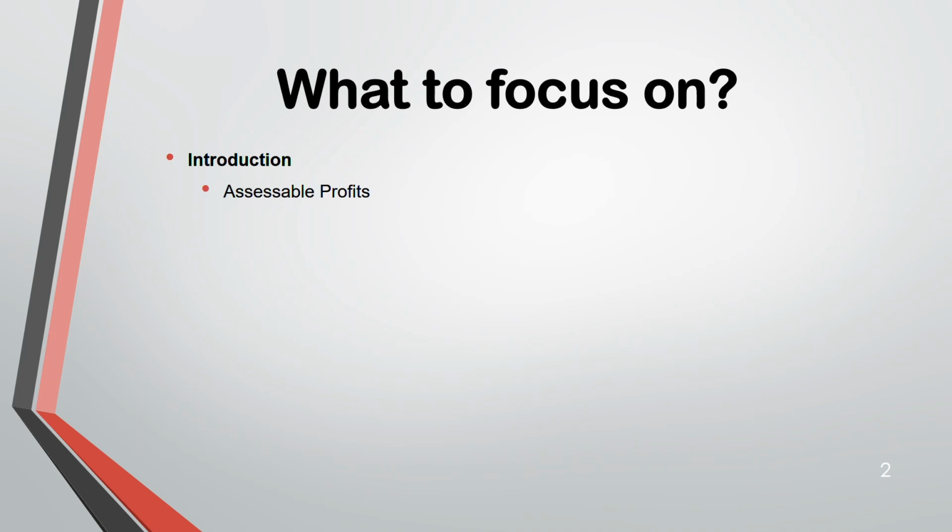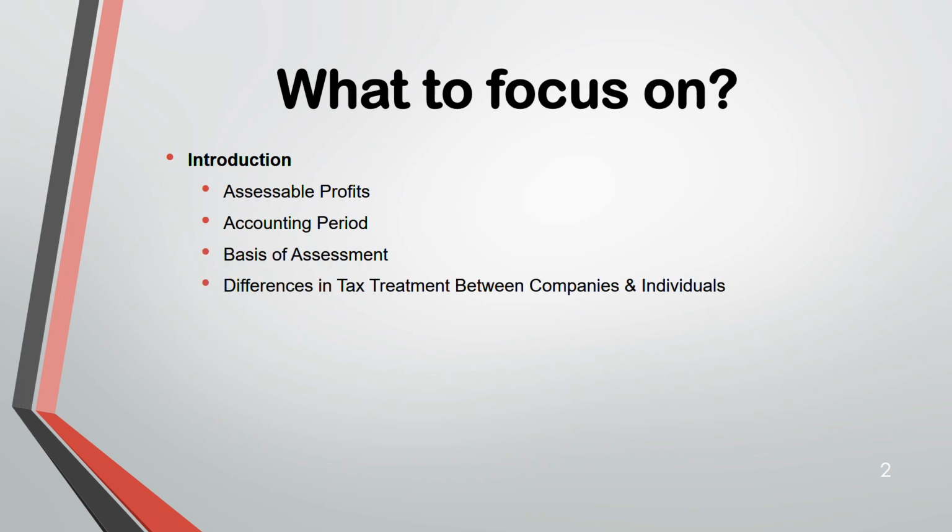Starting with profits, companies are taxed on their profits. Then, what is the accounting period? For capital gains tax and income tax, we focus on tax years, which run from 6th April to 5th April, but not for companies. Companies run on accounting periods. They will be taxed based on their accounting period. Then, what is the basis of assessment for companies? The difference in tax treatment between companies and individuals.